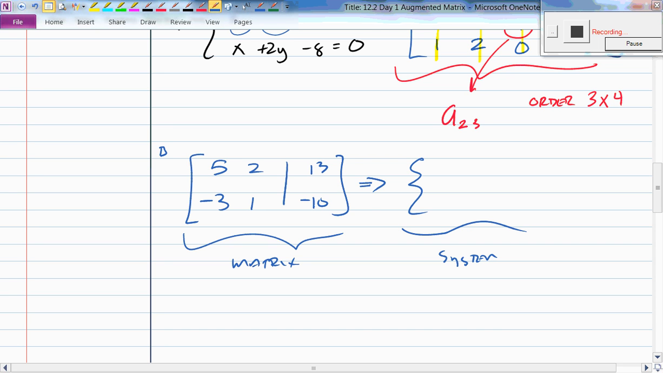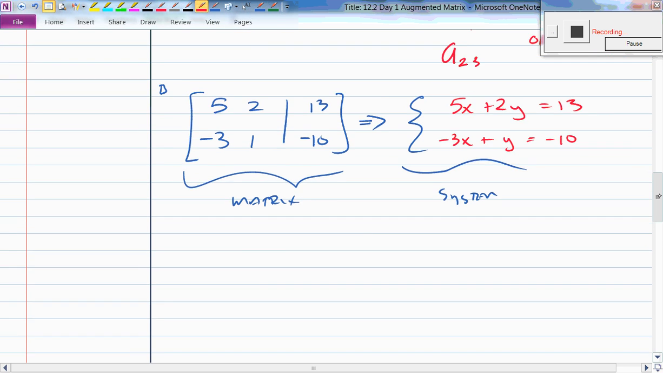So how do I put that augmented matrix back into a system? What would it read? What would the first row be? 5x plus 2y equals 13. You got it. Or some other variable, right? It could be a and b, whatever it happens to be. And what would the next one be? Negative 3x plus y equals negative 10. Good. So we can go both directions in this, right?